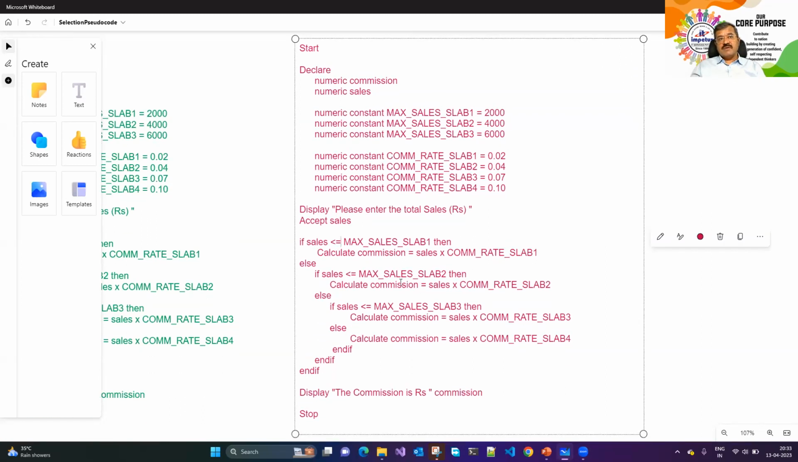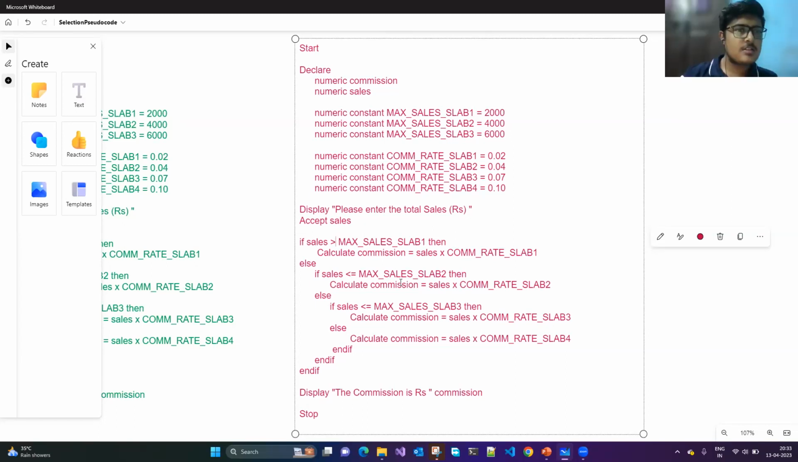I'm going to say if, watch what I'm saying, if sales greater than 2000, greater than max slab. Now, if it is greater than max slab, then what can we do? What is the commission that we have to pay when the sales are greater than 2000? Tell me. Aditya, tell me what is the commission that we have to pay when the sales are greater than 2000?